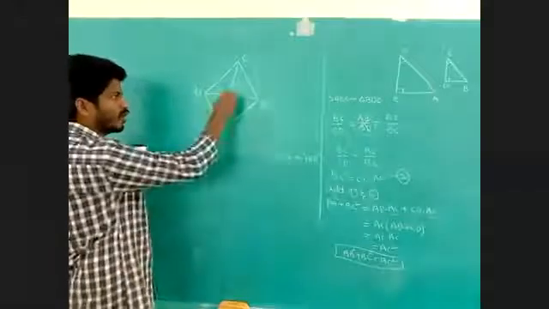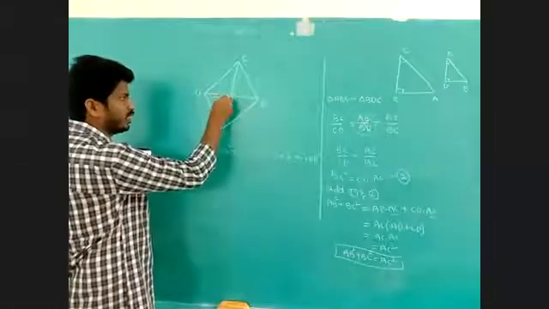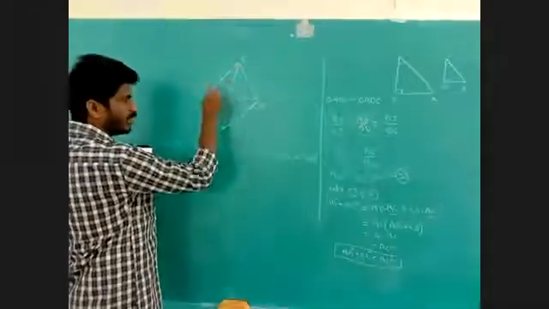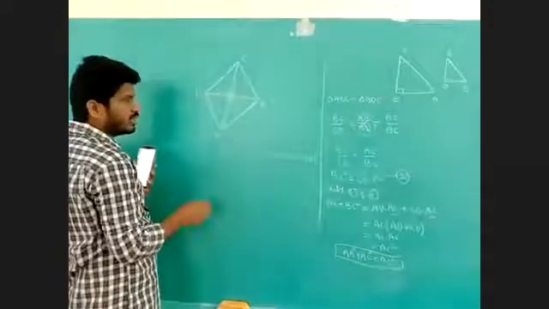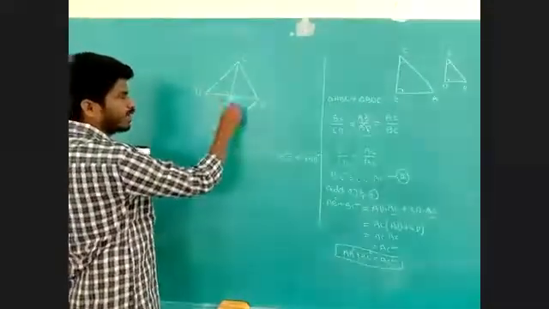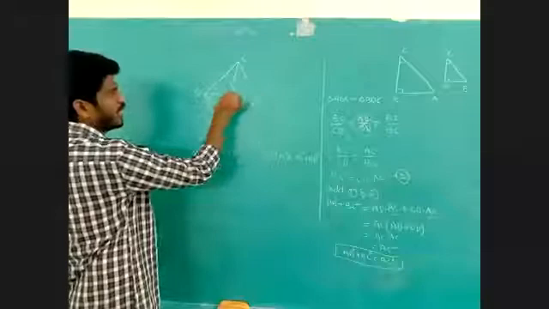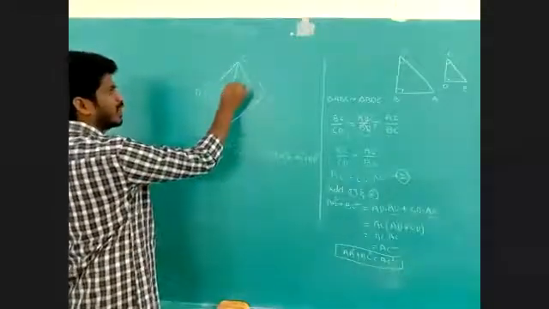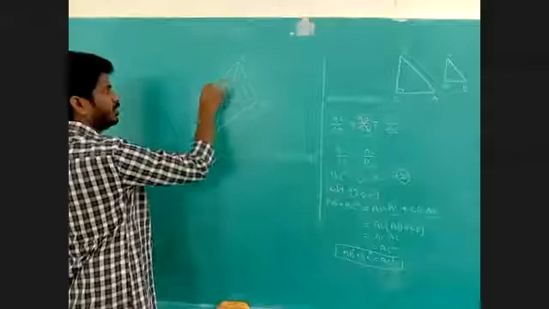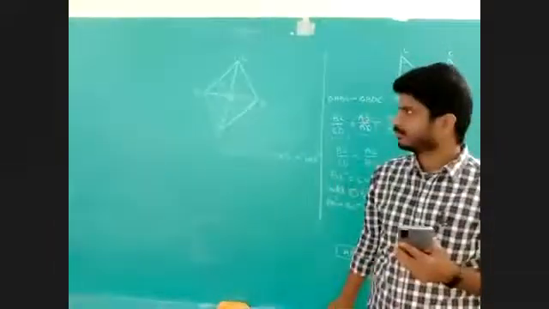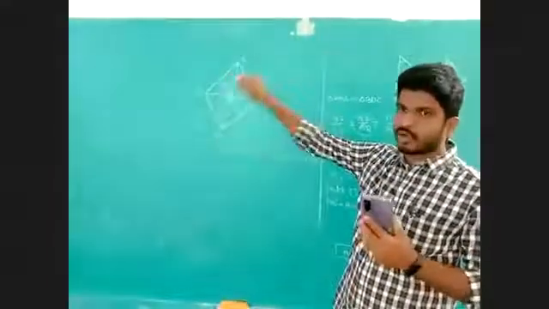So here in this rhombus, diagonals are perpendicular to each other. That's why the diagonals intersect at the point O. This total rhombus is divided into four right angle triangles: AOB is the first, BOC is the second, COD is the third, and DOA is the fourth. From these four right angle triangles, apply Pythagoras theorem four times.